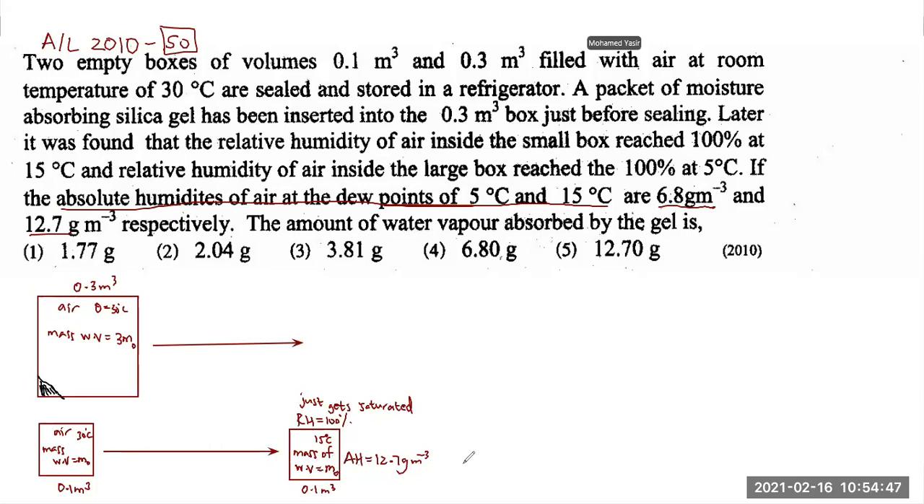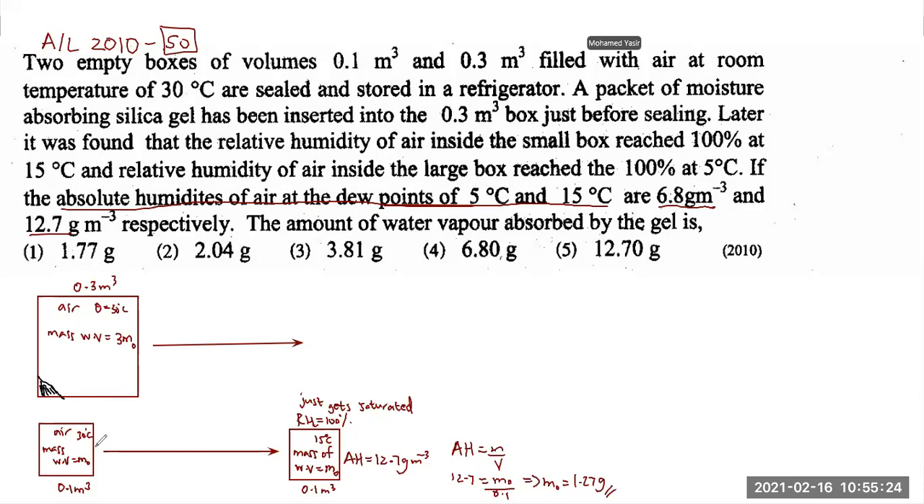Okay, but after this, if you cool down further, then water will condense. But until now, water has not condensed because RH just becomes 100 percentage. So for this case, if you apply the absolute humidity equation, absolute humidity is equal to mass over volume. Absolute humidity of this system is 12.7, equal to mass m naught over volume 0.1. Therefore, m naught will be 1.27 grams.